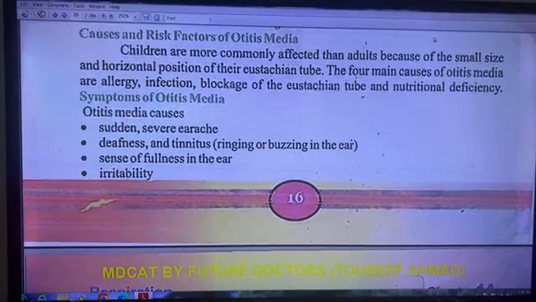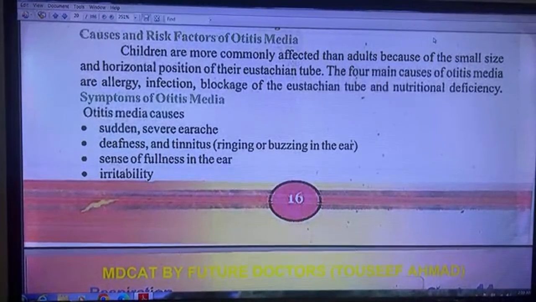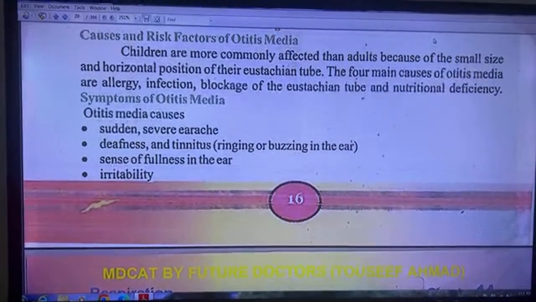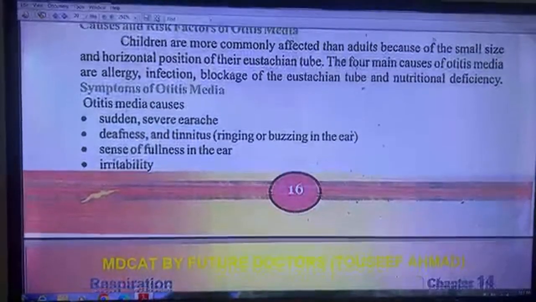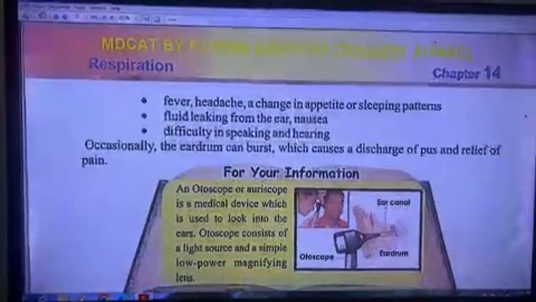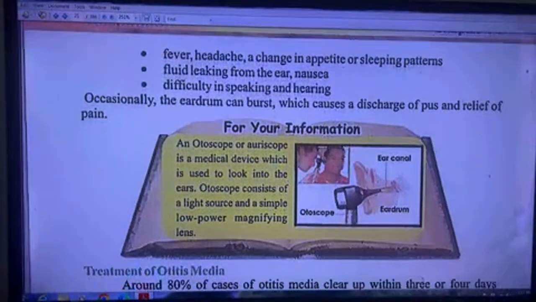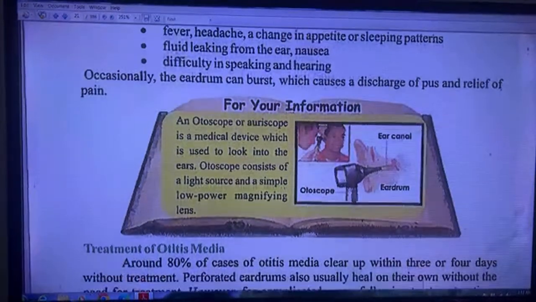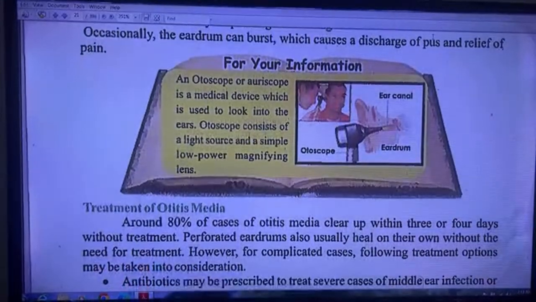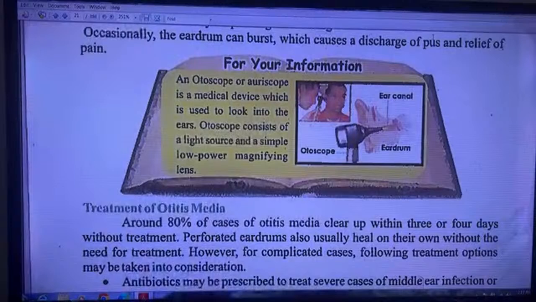Symptoms of otitis media: sudden severe pain, deafness, and tinnitus, ringing or buzzing in the ear, sense of coolness in the ear, irritability, fever, headache, a change in appetite or sleeping patterns, fluid leaking from the ear, nausea, difficulty in speaking and learning. Occasionally, the eardrum can burst, which causes a discharge of pus and relief of pain.